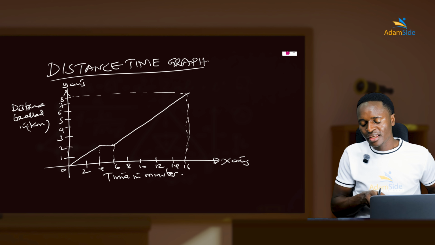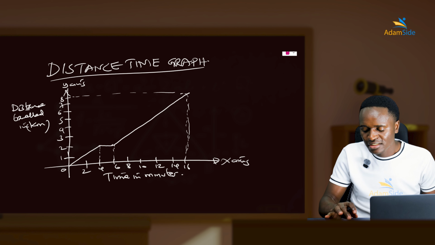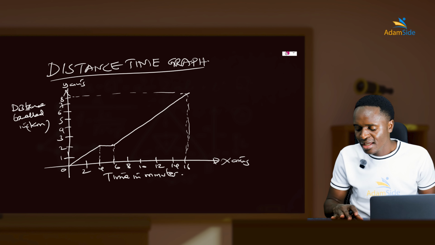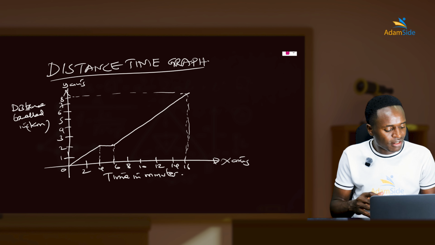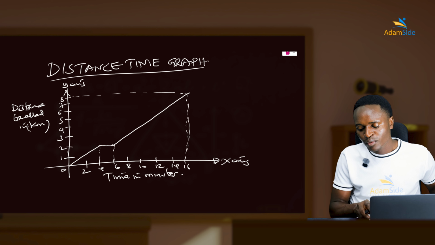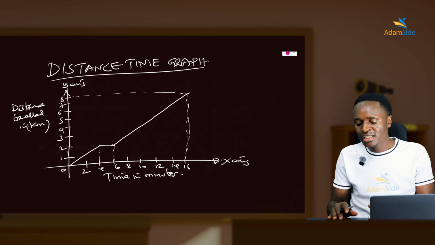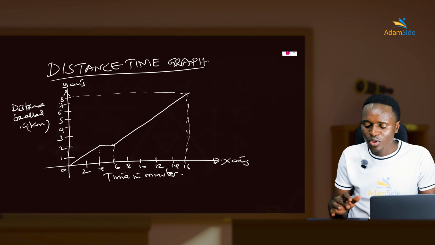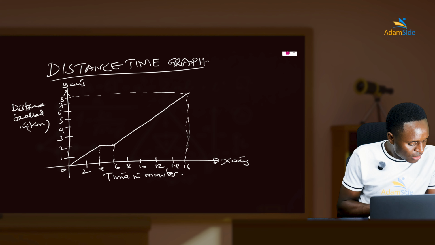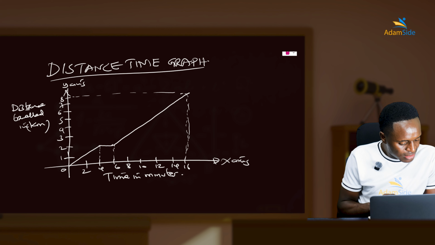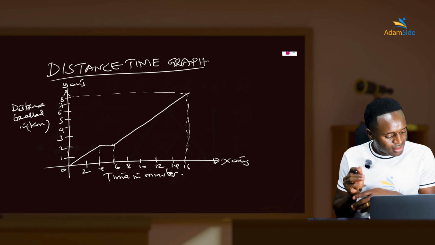If you look at the graph here, we have distance traveled in kilometers on the y-axis, and time in minutes. So we now know a distance time graph will have distance in kilometers and time in minutes. And what we're supposed to do is just to analyze. Can you see that it shows the following journey?